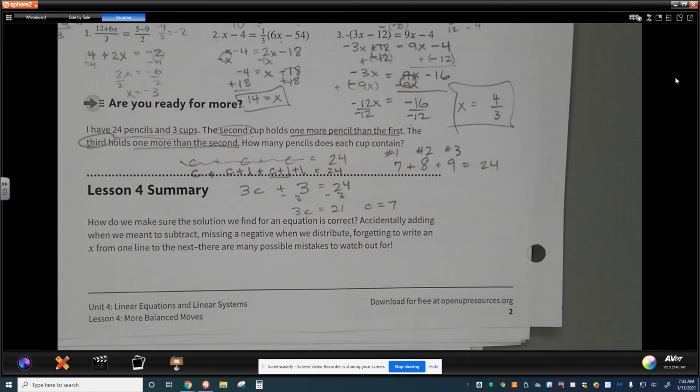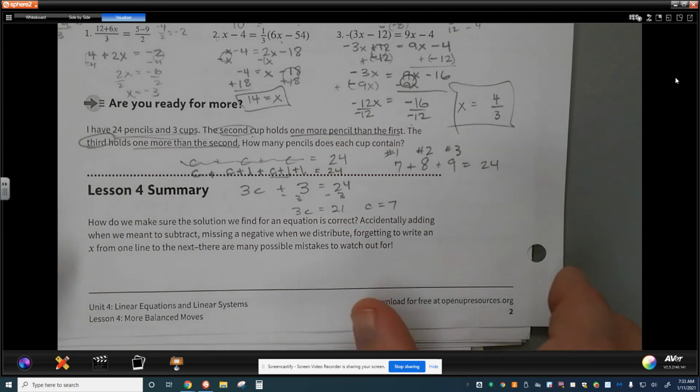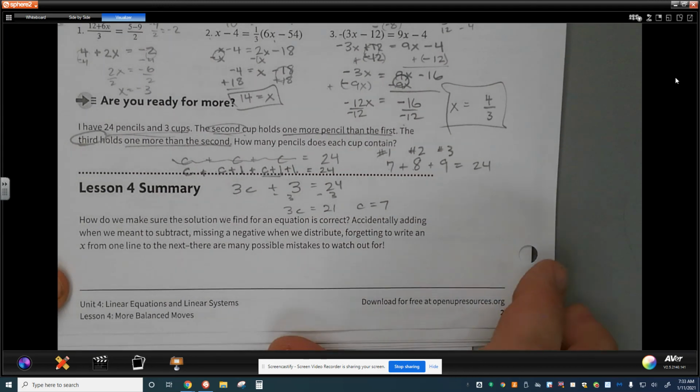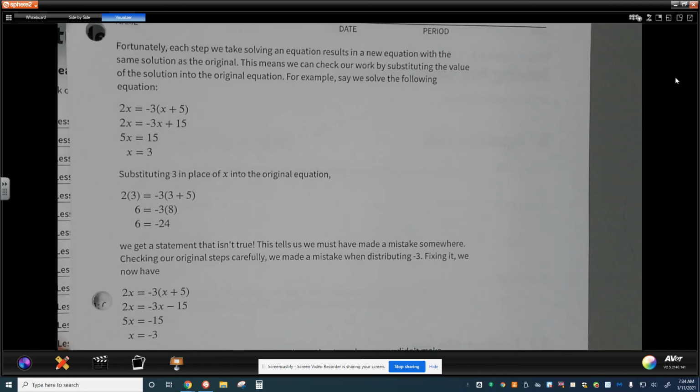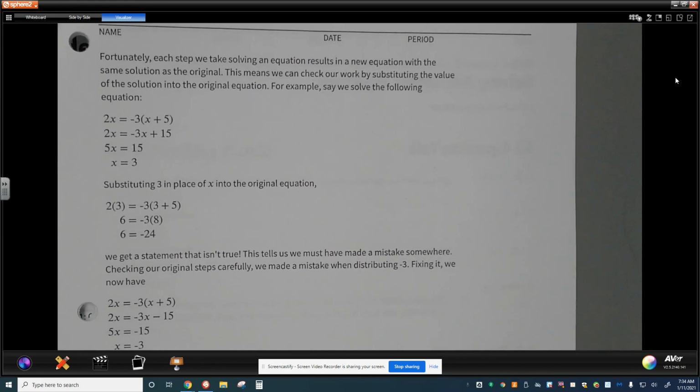We make sure that we made all the right steps first off. Accidentally adding when we meant to subtract, or missing a little negative sign, or not distributing first, or doing some little pieces like that, a little teeny tiny mistake makes for a bigger mistake later. So we really have to watch out for those little mistakes. The way that we can know if we did it right, though, is by substituting our answer back into the equation. So fortunately, every step that we take means that we can check our work and go back to make sure that we did the right thing.